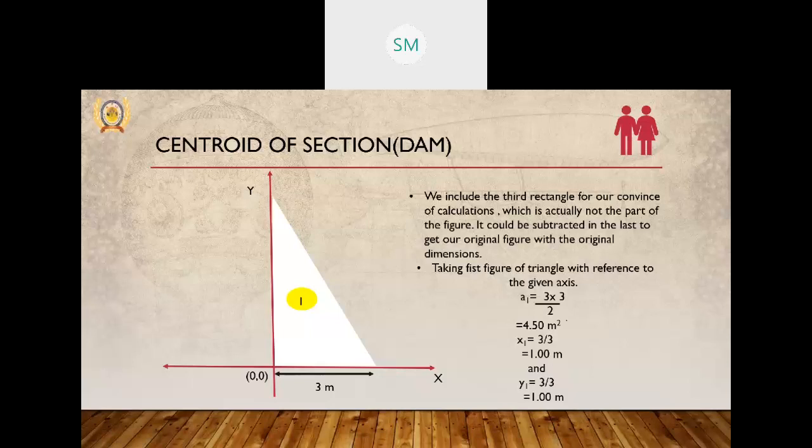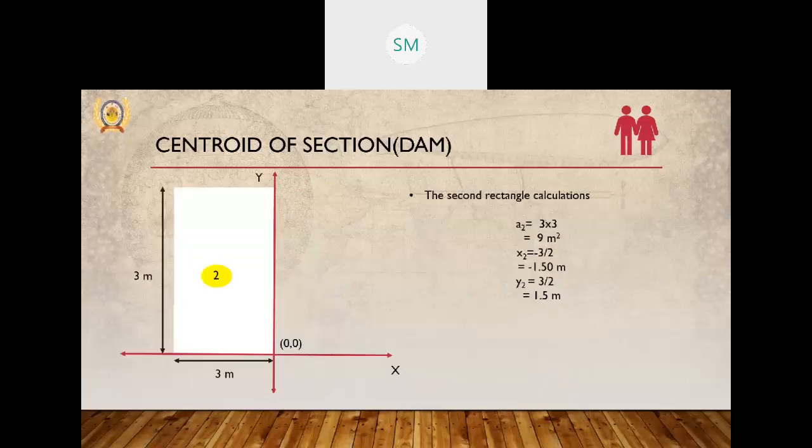X1 will be, in the right angle triangle, b by 3, and in terms of height, it will be h by 3. So 3 by 3 and 3 by 3, 1 meter, the centroid. Both will be positive because they lie in the first quadrant. The second rectangle, we had covered the third rectangle also. This is behind this rectangle. The area will be length into breadth, 3 into 3, and x2 will be in the negative direction. It lies in the second quadrant. That will be minus 3 by 2, minus 1.5, and y will be positive. That will be 3 by 2, plus 1.5.